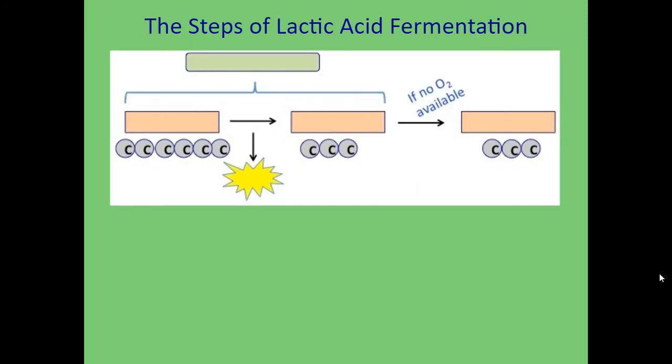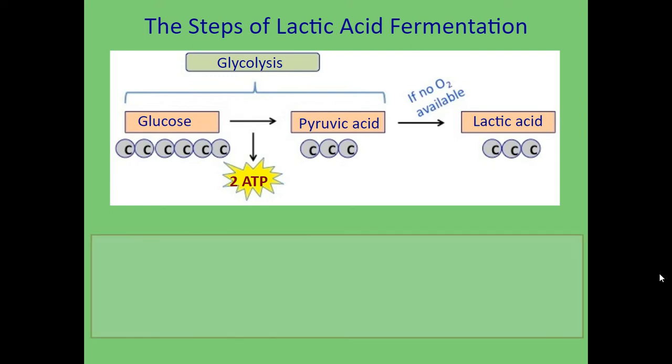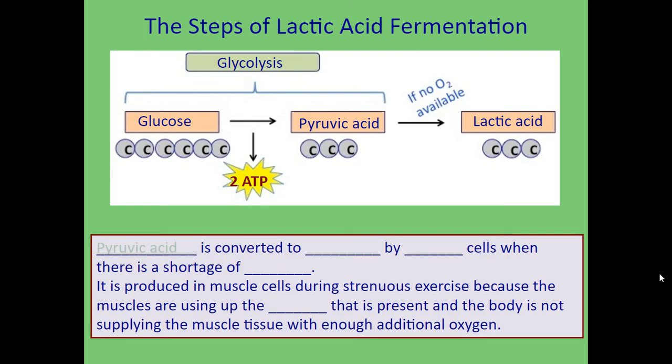Another type of fermentation is called lactic acid fermentation. This is the type of fermentation that animal cells will perform, plant cells, and even some bacteria perform lactic acid fermentation. Similar to alcoholic fermentation and aerobic respiration, glycolysis always comes first. We see here glucose gets broken down, turned into pyruvic acid, and then from there, when no oxygen is available, that pyruvic acid gets changed into lactic acid.